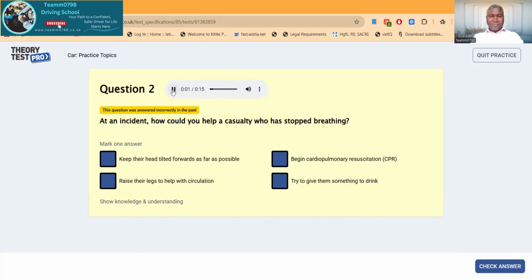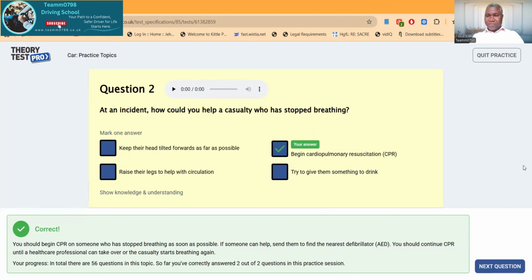At an incident, how could you help a casualty who has stopped breathing? Keep their head tilted forwards as far as possible. Begin cardiopulmonary resuscitation, CPR. Raise their legs to help with circulation. Try to give them something to drink. So casualty stopped breathing. Remember, memorize the answer. Begin CPR. Okay, so that's correct. Good.